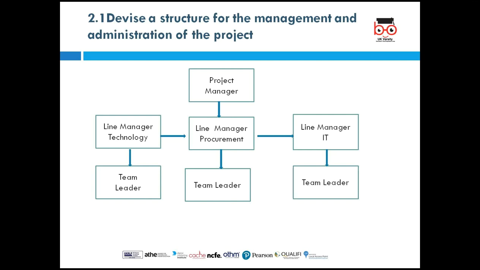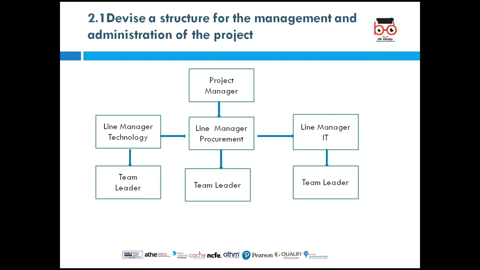So we're looking at a particular structure, the structure for the management and administration of a project. This is an example I'm showing. It's not what we're going to use, but you can look at that and then use it for the assignment. So let's say this is a typical structure for the management and administration of a project. We have the project manager on top. And then we have different line managers: one line manager for technology, another for procurement, another for IT. And then under each of them, we have team leaders.